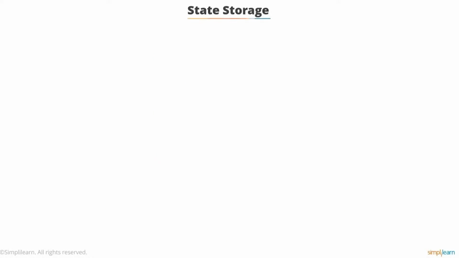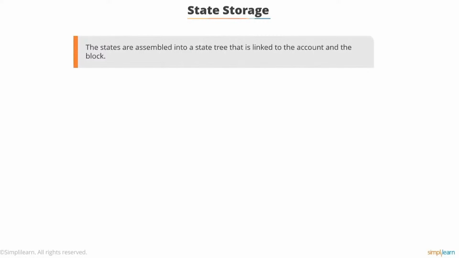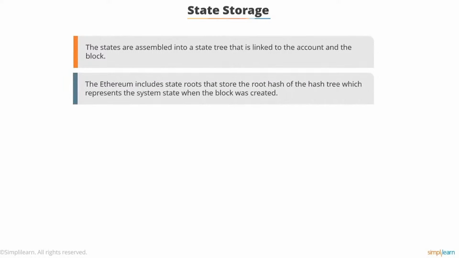State storage. The states are assembled into a state tree that is linked to the account and the block. The Ethereum block includes state roots that store the root hash of the hash tree, which represents the system state when the block was created. Now we will take a look at the step-by-step process to see how Ethereum stores transactions.